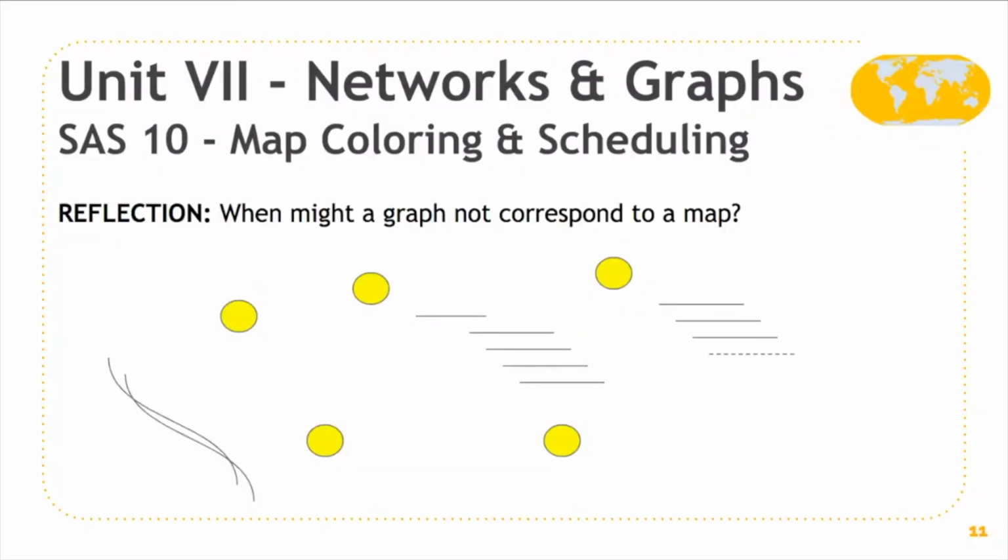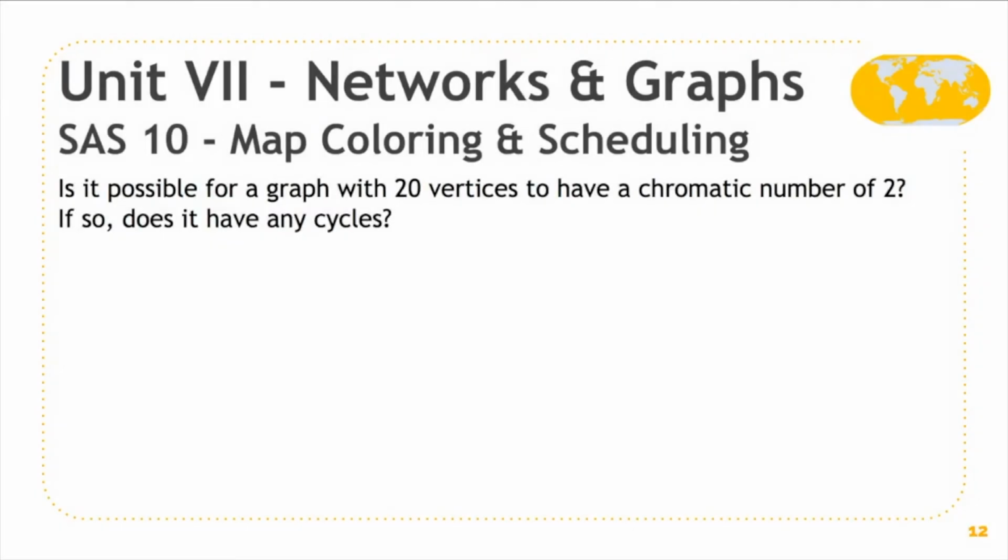All right. When might a graph not correspond to a map? That's a little more difficult to look at. We'll check it out here in a minute. Okay. Is it possible for a graph with 20 vertices to have a chromatic number of 2? Uh-oh. What's a chromatic number? Let's look up the definition of a chromatic number. Okay. So if you're not familiar with what a chromatic number is, we need to look it up. Chromatic number. Use your resources. All right.